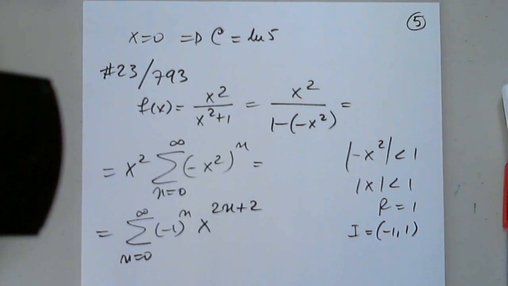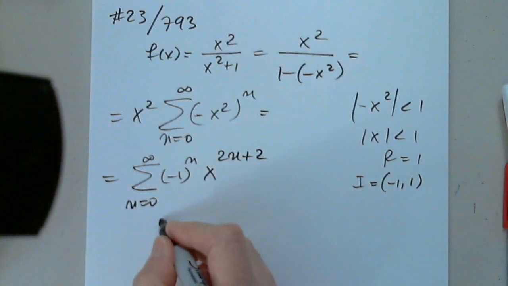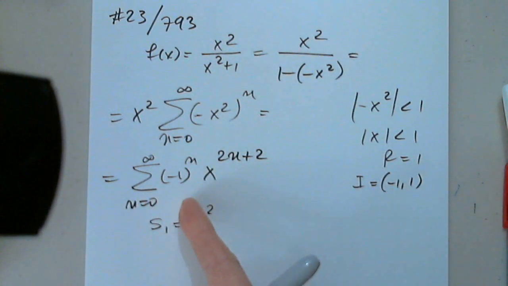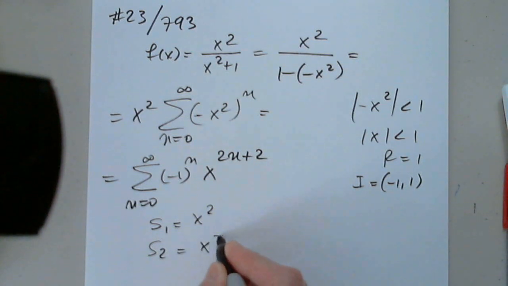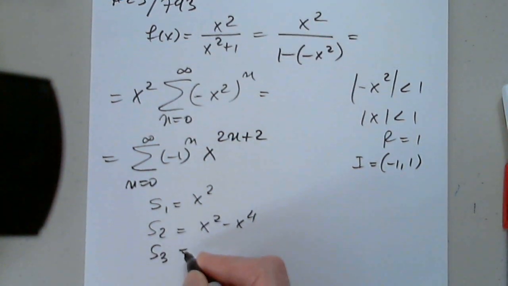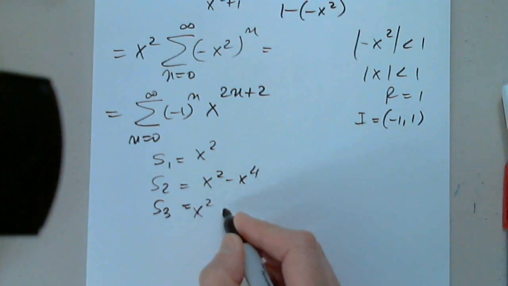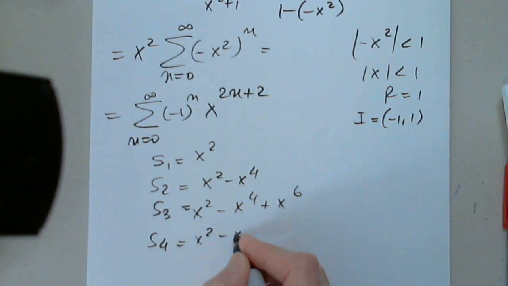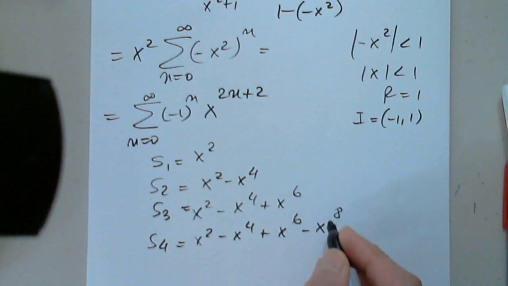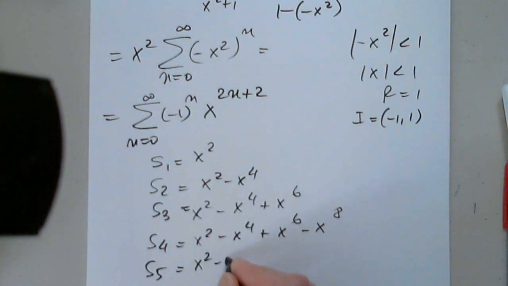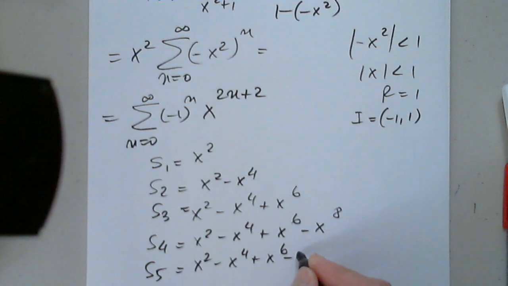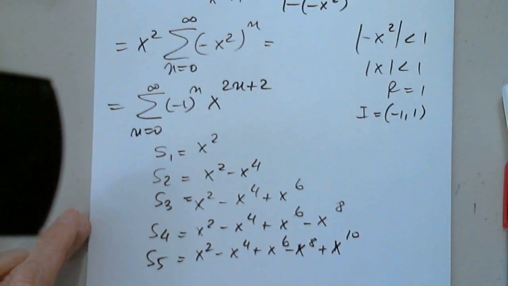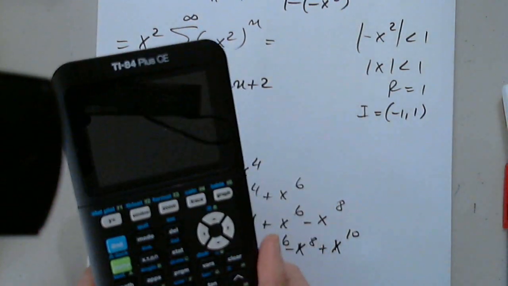Now they're asking us to graph, so let's graph s1 equals x squared when n is 0, and then s2 will be x squared minus x to the 4th, and then s3 will be x squared minus x to the 4th plus x to the 6th. S4 will be x squared minus x to the 4th plus x to the 6th minus x to the 8th. And this is good enough. S5 adds x to the 10th. And in order to graph these, I put them in the graphing calculator.